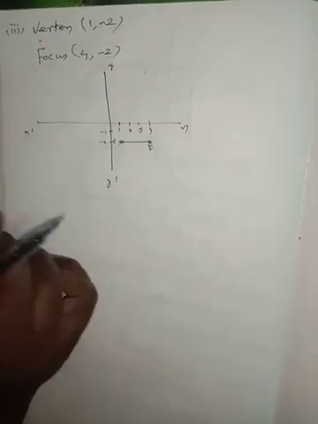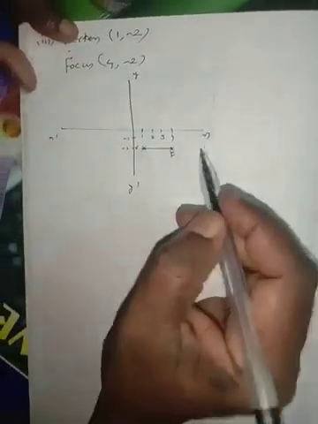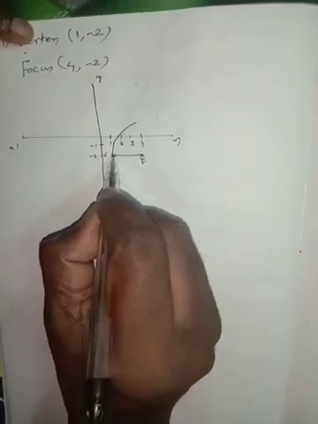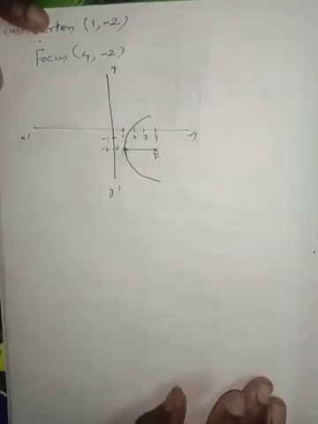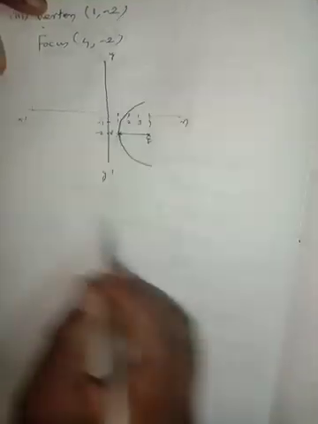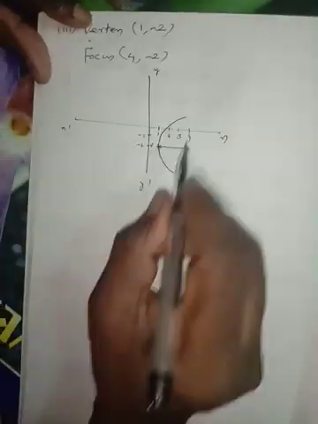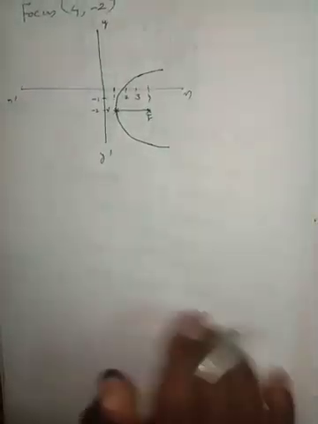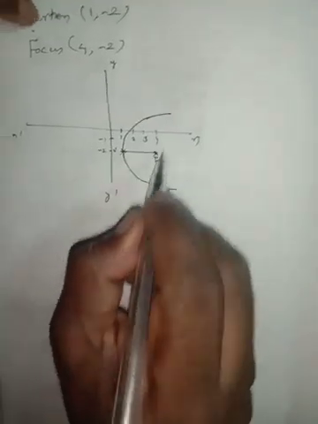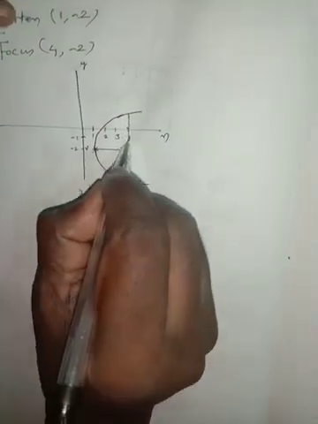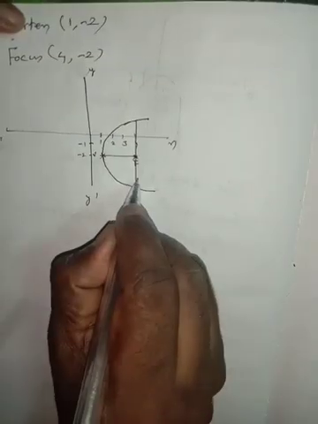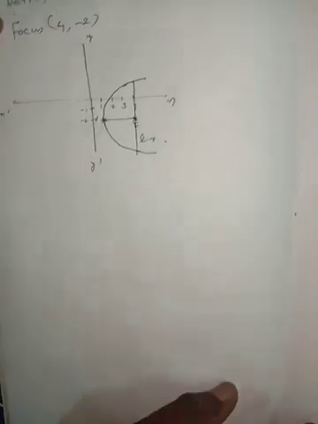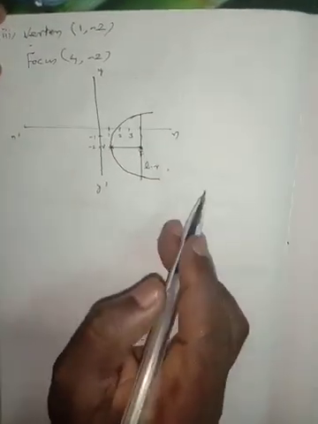So the shape of the diagram is an open rightward parabola. Okay, this is the focus. The line passing through the focus is the latus rectum, so this is the latus rectum LR. Now this is an open rightward parabola.